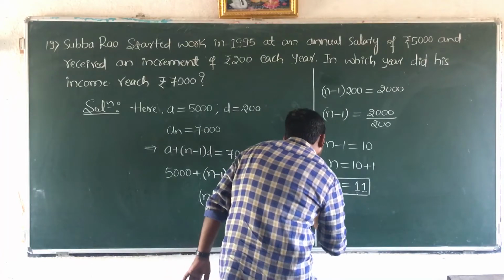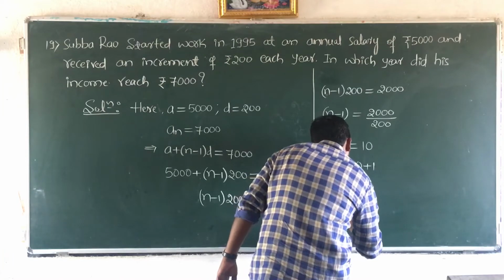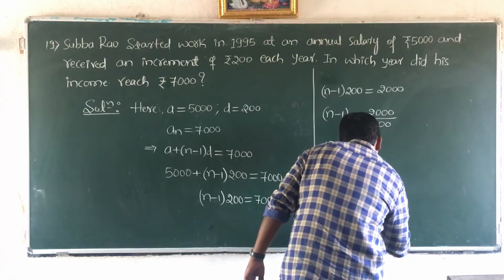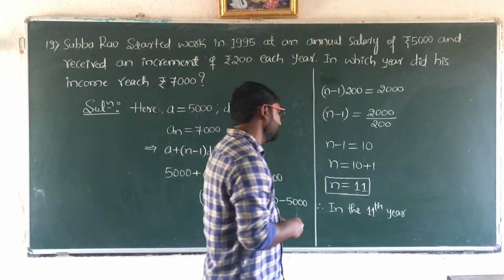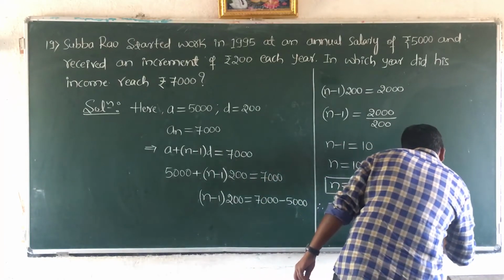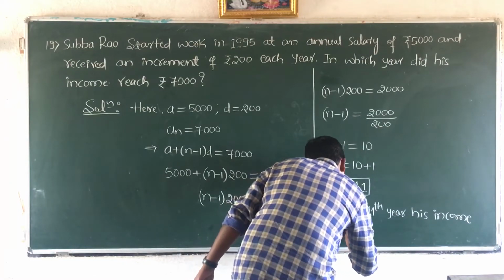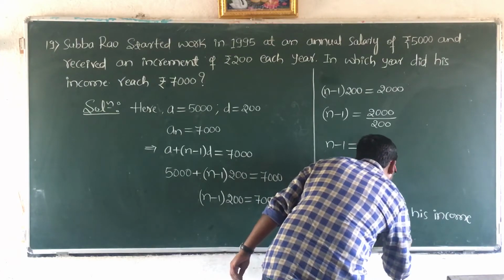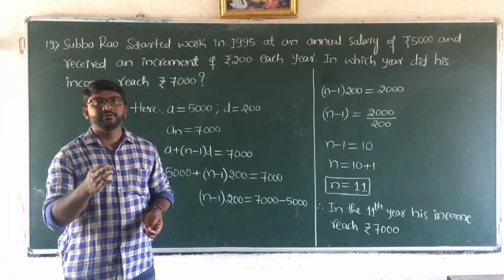Therefore, we have to write the statement here. Therefore, in the 11th year, his income reached 7,000. So this is all about the 19th problem. So pause the video to note it down.